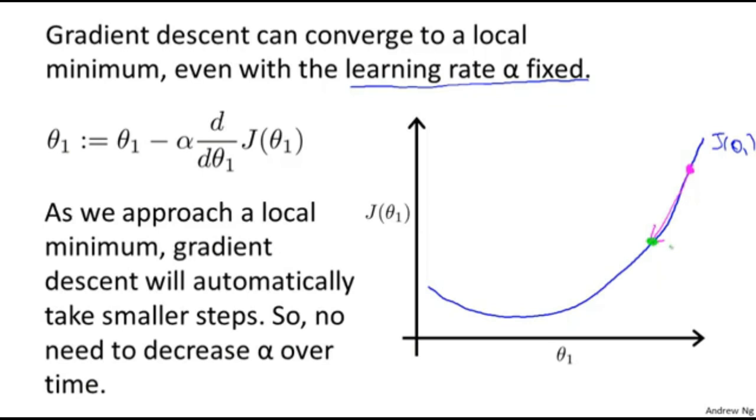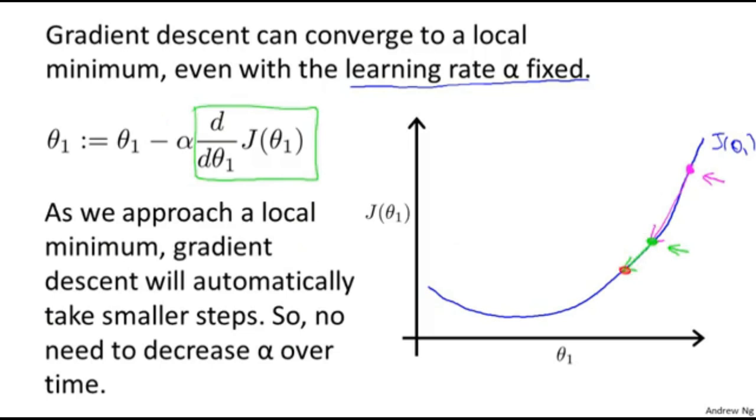Now I'm at this green point, and if I take another step of gradient descent, you notice that my derivative, meaning the slope, is less steep at the green point than compared to at the magenta point out there, right? Because as I approach the minimum, my derivative gets closer and closer to 0. So after one step of gradient descent, my new derivative is a little bit smaller. So when I take another step of gradient descent, I will naturally take a somewhat smaller step from this green point than I did from the magenta point.